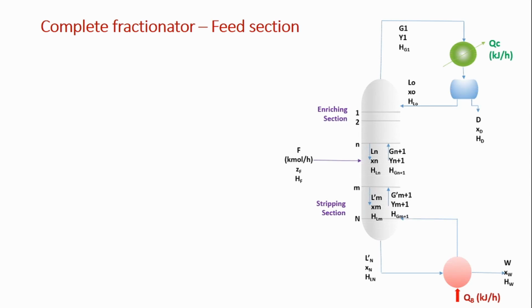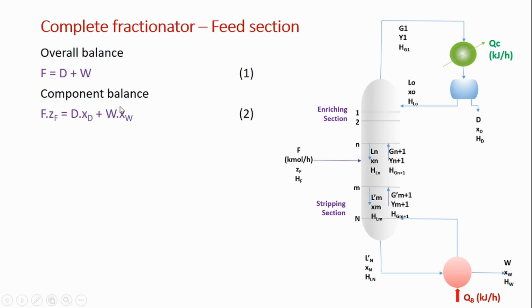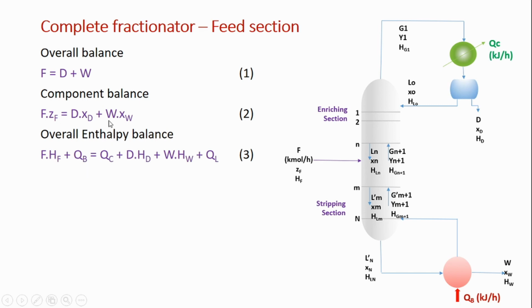So we will see how to analyze for the feed section. For this we have to consider the entire column. Overall balance is F is D plus W. Component balance is FZF is DXD plus WXW. And this is the overall enthalpy balance. This we had seen earlier also.